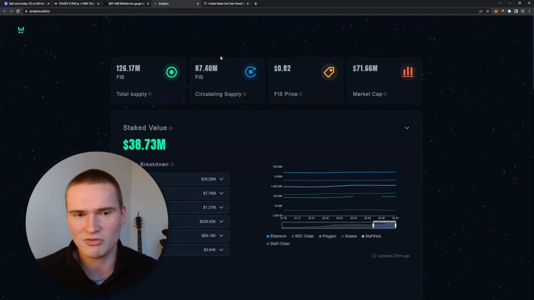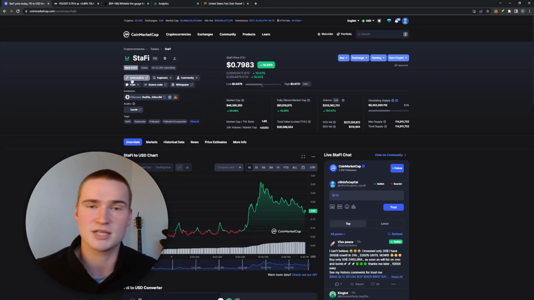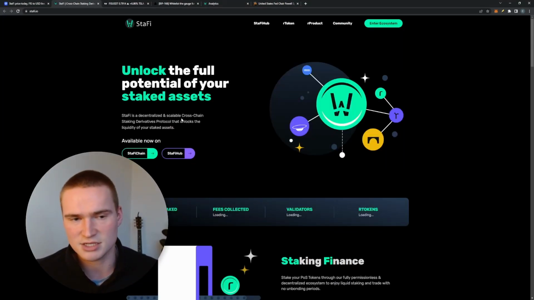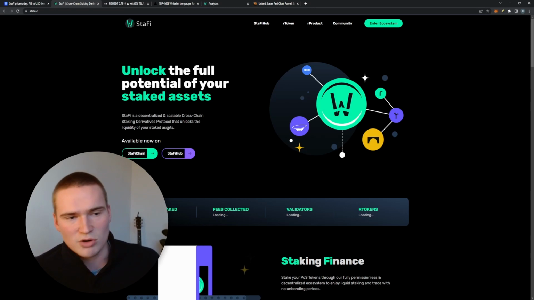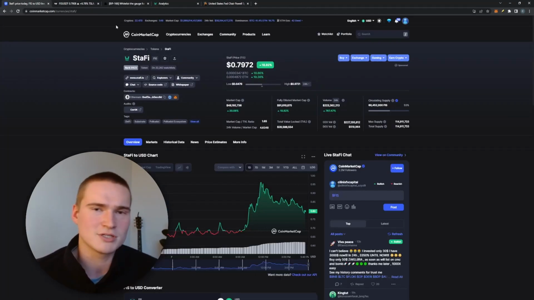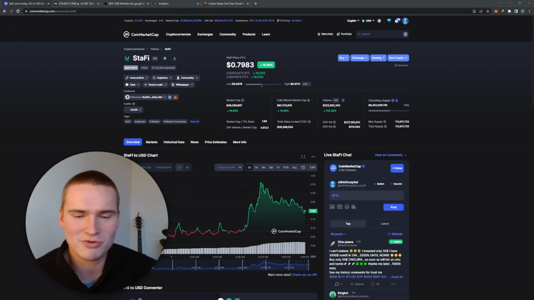Stafi itself, though, it's a cross-chain staking platform. I believe that's what it is. A decentralized and scalable cross-chain staking derivatives protocol that unlocks the liquidity of your staked assets. So in other words, it's a liquid staking DeFi platform.